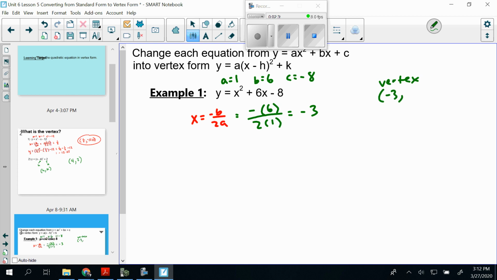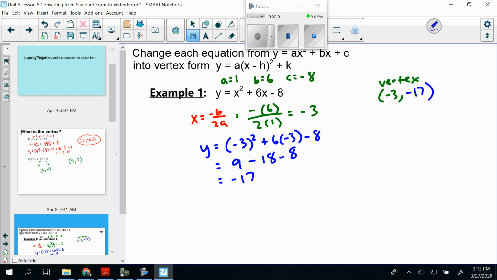Now we want to find what that y value is, so plug that back in and see what you get. So if we put negative 3 back in here, we're going to get positive 9 minus 18 minus 8, which is going to give us negative 17. So that's our y value of the vertex.